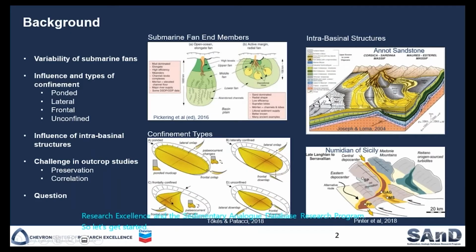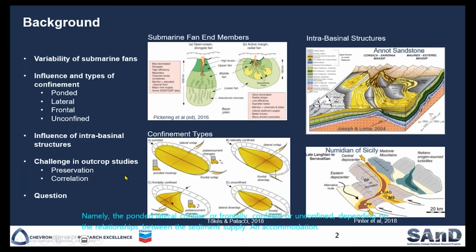Okay. So just a little bit of background. I think we're all familiar with submarine fan deposits and turbidites. There's a wide range of variability in the facies models of submarine fans. Part of that is because submarine fans are very sensitive to basin shape. If a fan can reach the edge of the basin, we say it's confined, and there are four main types of confinement defined here. Namely, they're ponded, laterally confined, frontally confined, or unconfined, depending on the relationships between the sediment supply and accommodation.